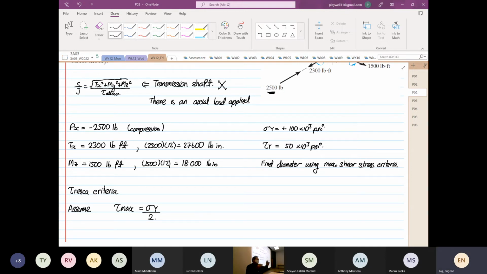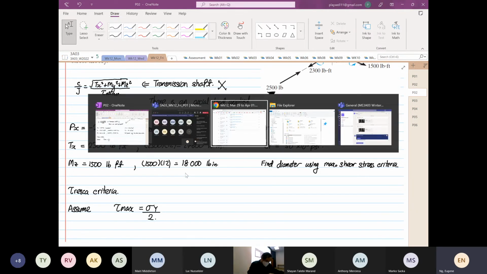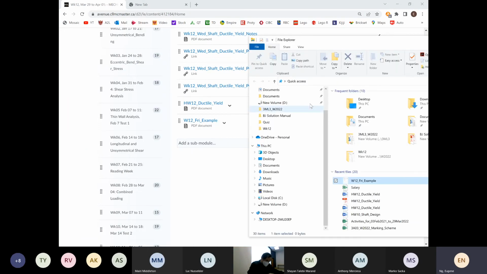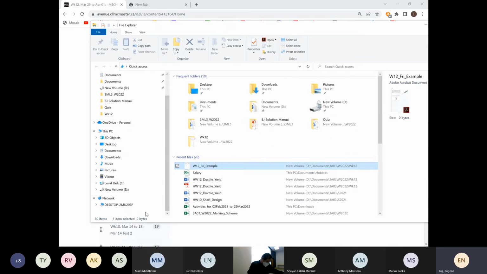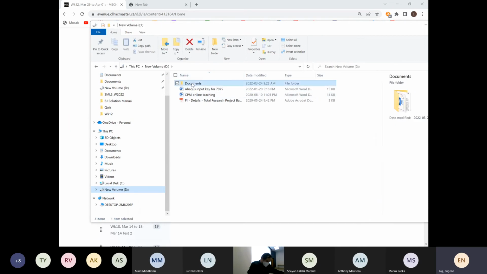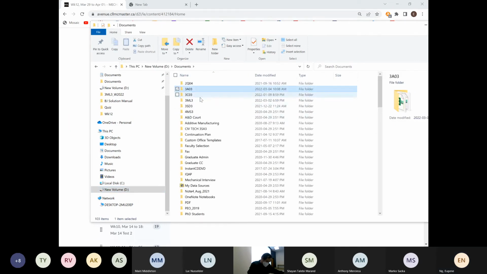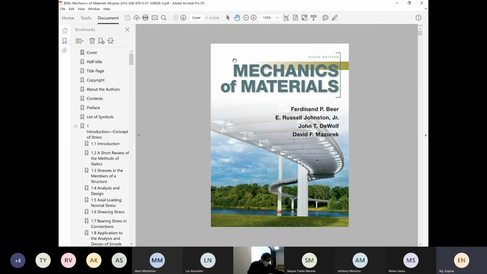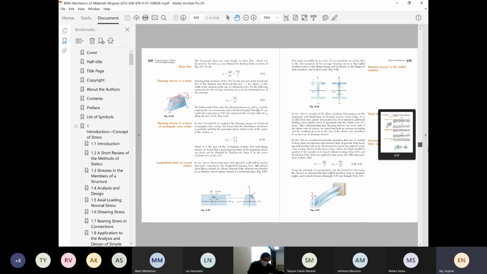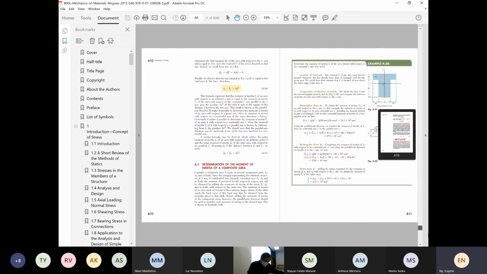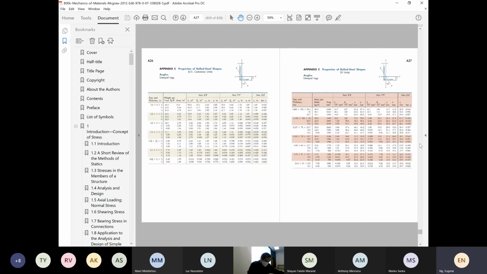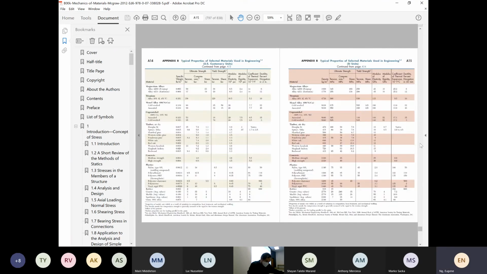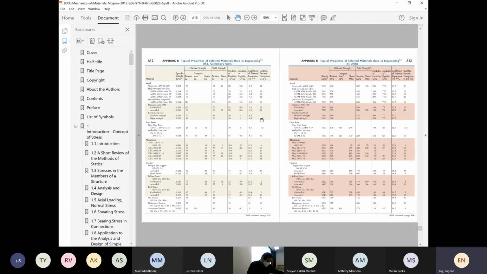Let's say we look at a material handbook. Where is my textbook? Here it is. So you go to a page like this, near towards the end. We take this value.